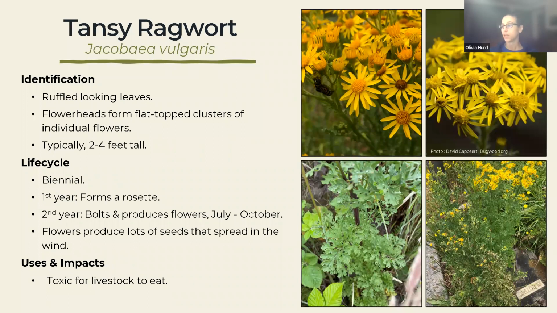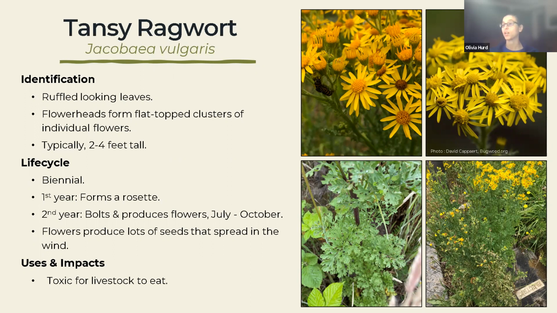Tansy ragwort has ruffled looking leaves. You can see in that bottom left photo. The flower heads form flat-topped clusters of individual yellow flowers, and they're typically 2 to 4 feet tall. It is a biennial, and in its first year forms a rosette, and then the second year it bolts to produce those flowers, which typically happens in July through October.